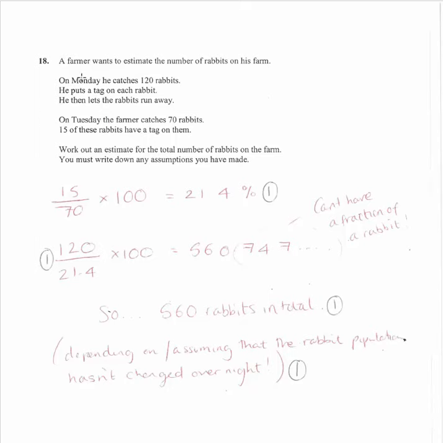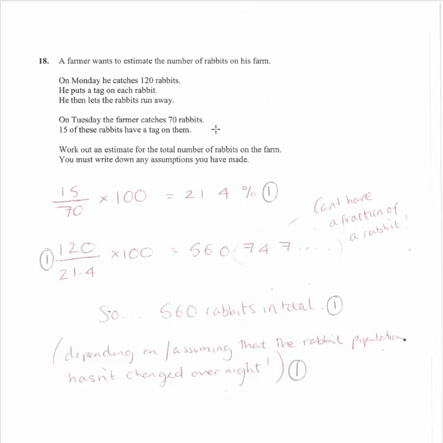A farmer wants to estimate the number of rabbits on his farm. On Monday, he catches 120 rabbits and he puts a tag on each rabbit. He then lets the rabbits run away. On Tuesday, the farmer catches 70 rabbits. 15 of these rabbits have a tag on them. Work out an estimate for the total number of rabbits on the farm. You must write on any assumptions you have made.